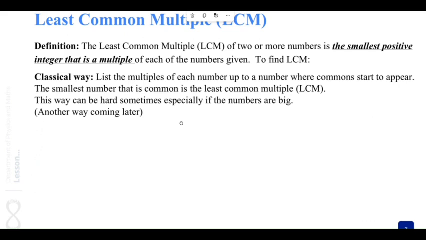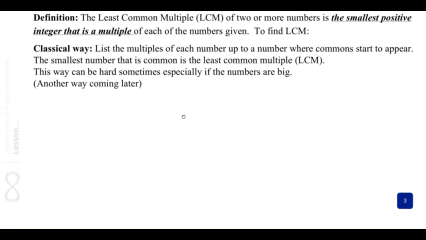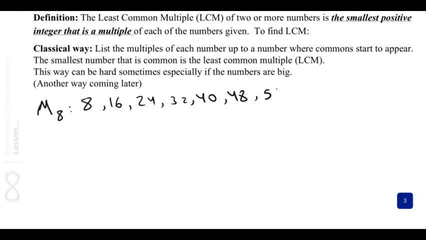Let's go. So, how to find the least common multiple? First of all, what is the least common multiple? We have learned the word multiples before. That means if I'm talking about the multiples of the number 8, for example, what I do is I do 8, 16, 24, 32, 40, 48, 56, 64, and so on. These are called the multiples of a number.